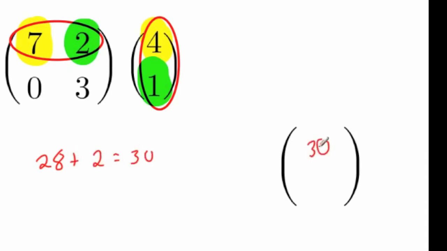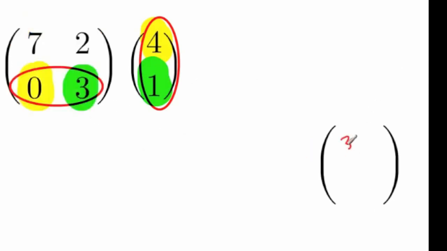So we put the number 30 at the top of the matrix. Now we multiply the second row by the column, 0 and 3 by 4 and 1. So 0 times 4 equals 0, and 3 times 1 equals 3. We add those together, 0 plus 3 is 3.